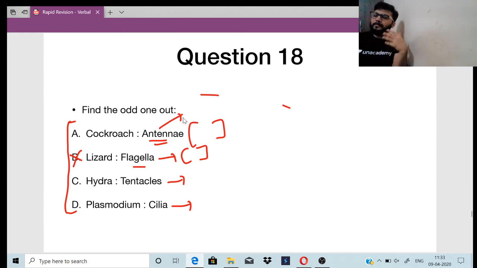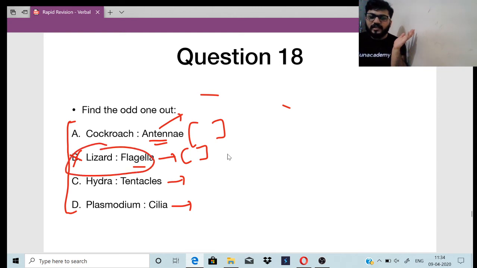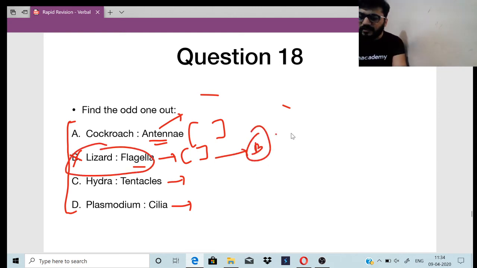Because they are sensing what is happening in front of them. So they move with the help of their antenna. Lizard doesn't move with the help of its flagella, right? Hydra moves with the help of its tentacles and plasmodium with cilia, right? So B is the odd one out here.